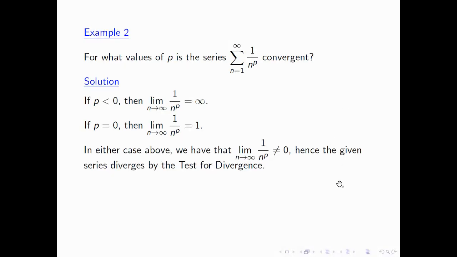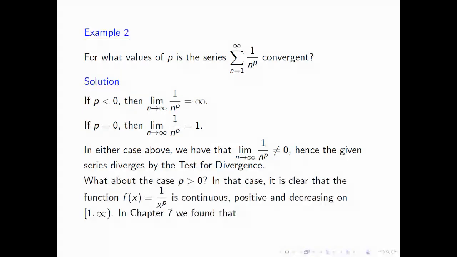And so we know from our results that when P is negative, then that limit of 1 over n to the P is infinity. If P is 0, the limit is 1. In either case, we know that the limit of the sequence is not 0, and so it has to diverge, right? Because of the test for divergence.